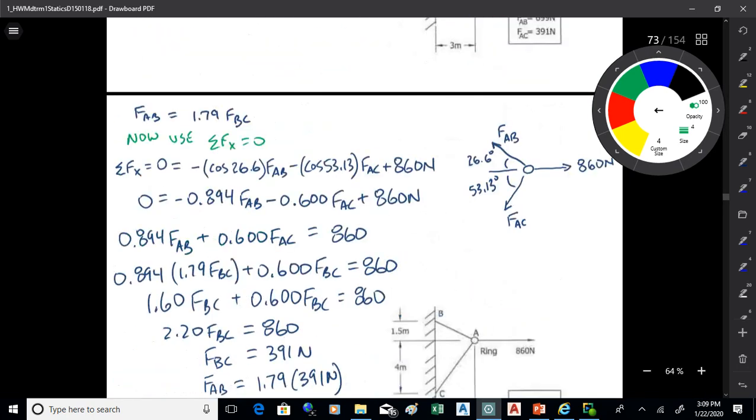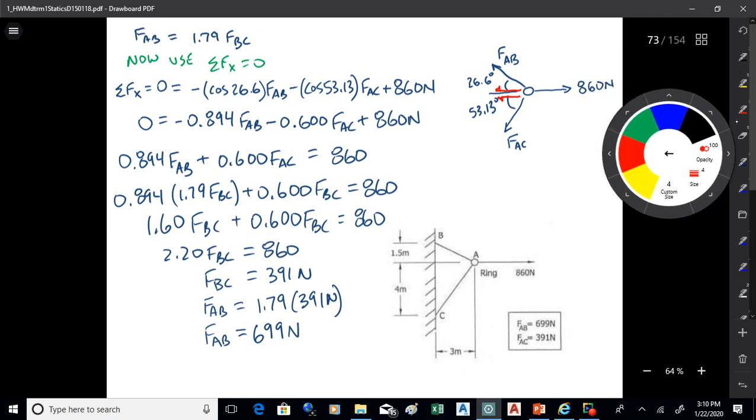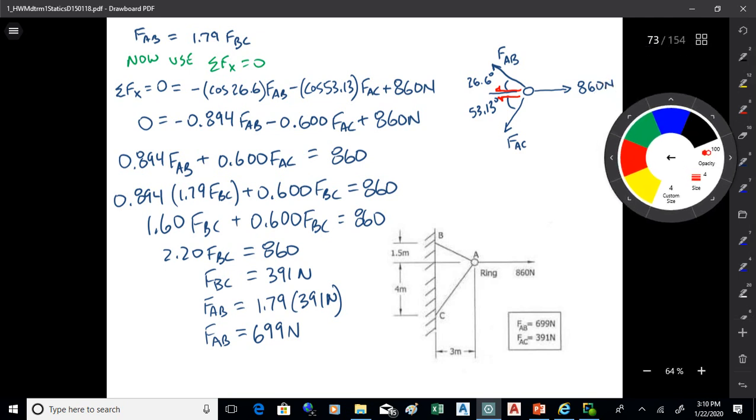All right, so the next step on that, once I've got that, is to go sum of Fx is 0. Okay, because I have substitution ready to go here. So I can get the x component of AB, the x component of AC. They're both based on the cosine of the angle times AB and AC. They're to the left, so they're negative. And then I've got the 860 to the right. So I can just go ahead and run that equation now, and I'm going to end up with 0.894 FAB plus 0.6 FAC is 860.